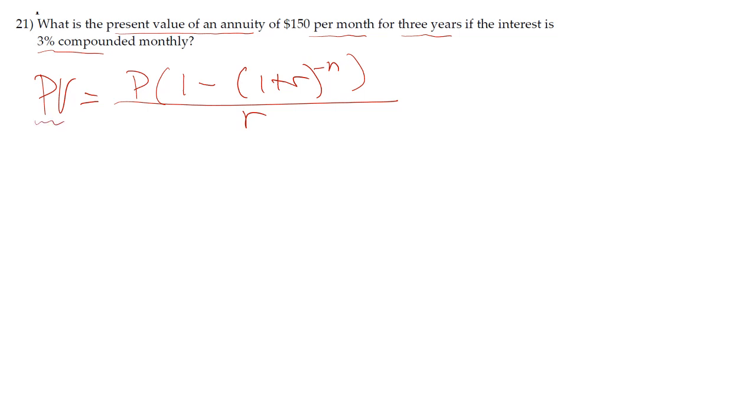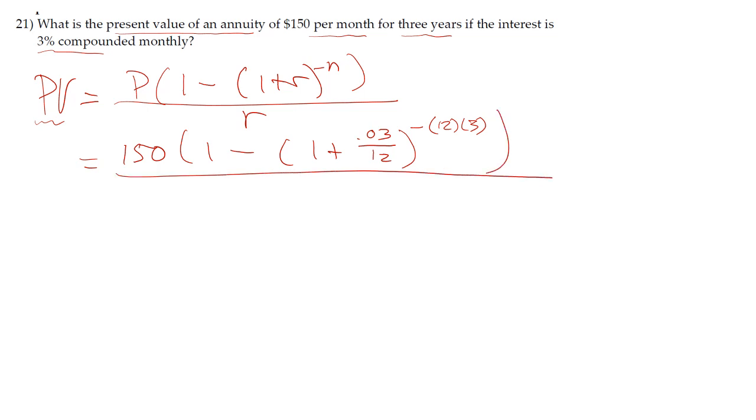We were trying to find the present value. Okay, so we have our $150 a month. Then 1 minus 1 plus R. R is 3%, but that's compounded monthly, so we'll divide that by 12. To the negative N, well, N is the number of pay periods. If it's monthly for 3 years, that'll be 12 times 3, so 36 would be your number of compoundings over the course of this period. And then you divide by R again, which is 0.03 divided by 12.